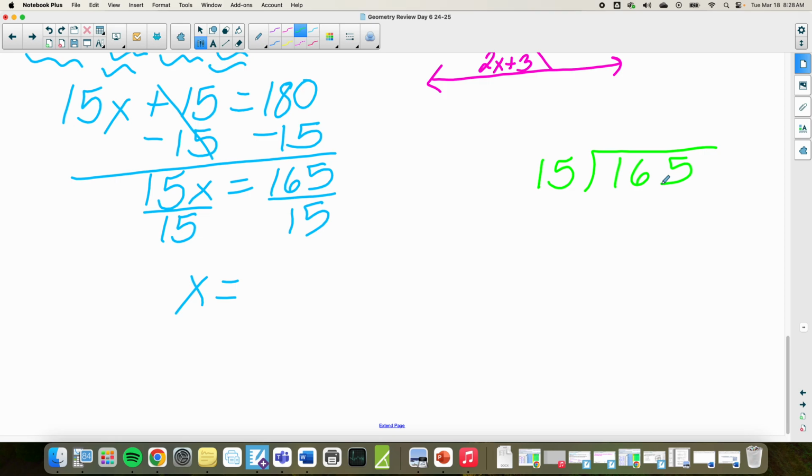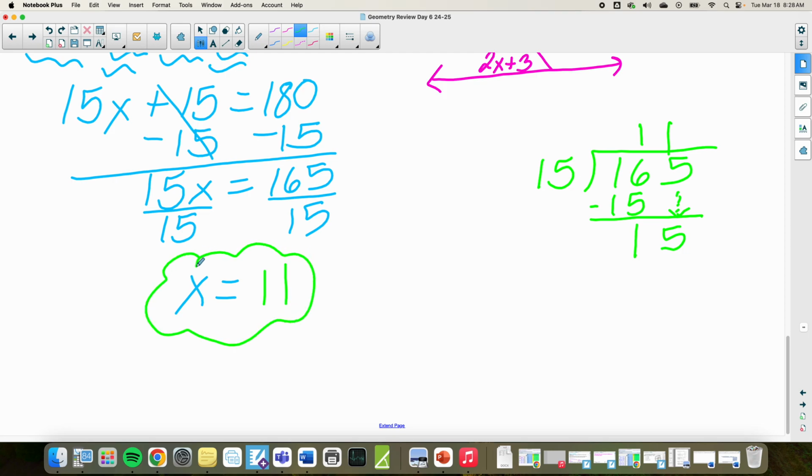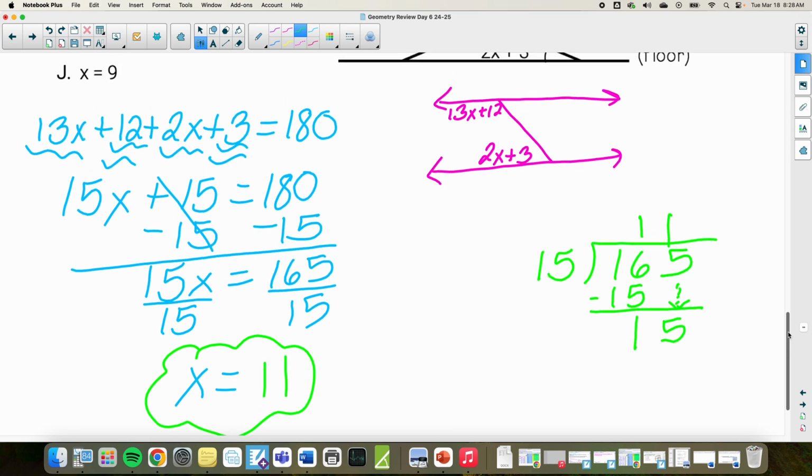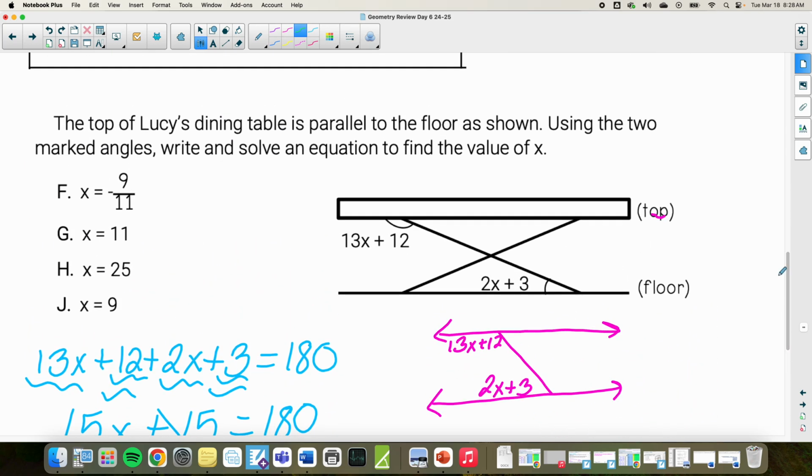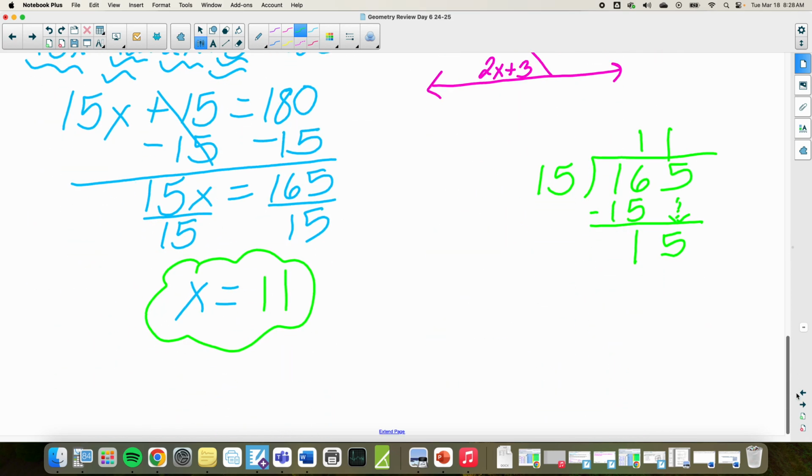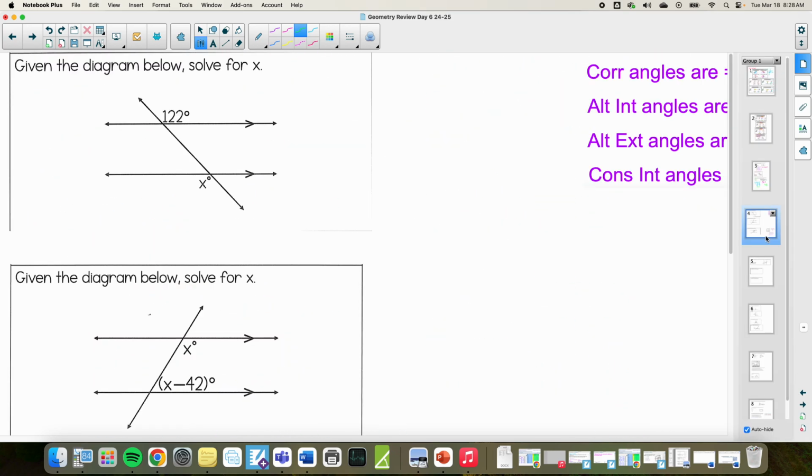Like 15 goes into 16 once, right? 1 times 15 is 15. Then you subtract. 16 minus 15 is 1. And then do you remember how you carry down the 5? And then wouldn't this be 1 also? And then you'd be done, so it's 11, okay? So like I said, I don't know if they'd let you use a calculator on that. But this would be our answer.